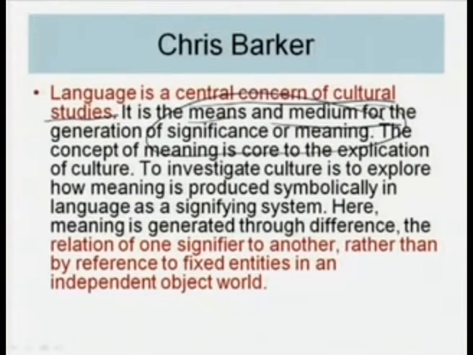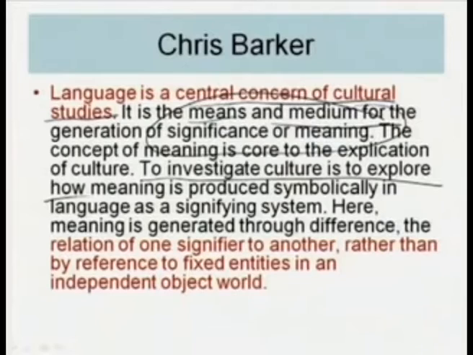The concept of meaning is core to the explication of culture. To investigate culture, look at this, is how we understand both the methodology and the domain of cultural studies, right. To investigate culture is to explore how meaning is produced symbolically in language as a signifying system. It is only through language that you can have meaning, the generation, the encoding and the decoding of meaning.